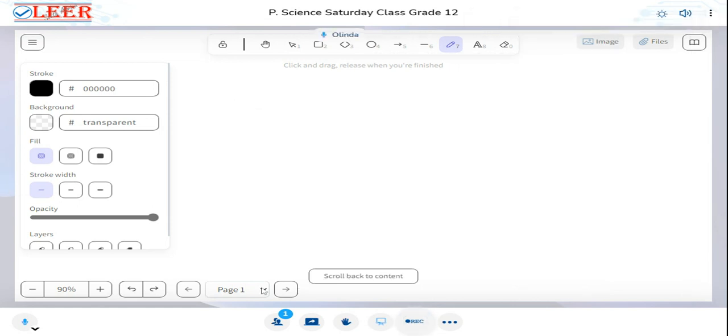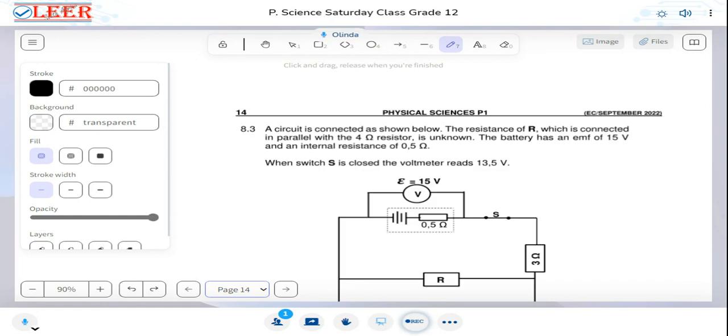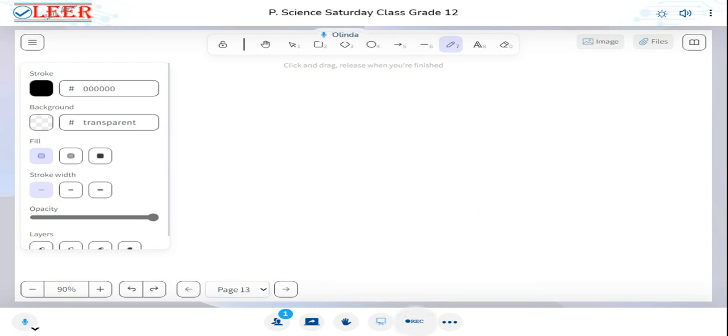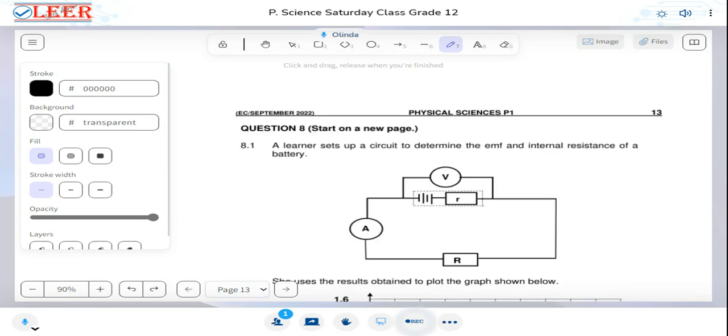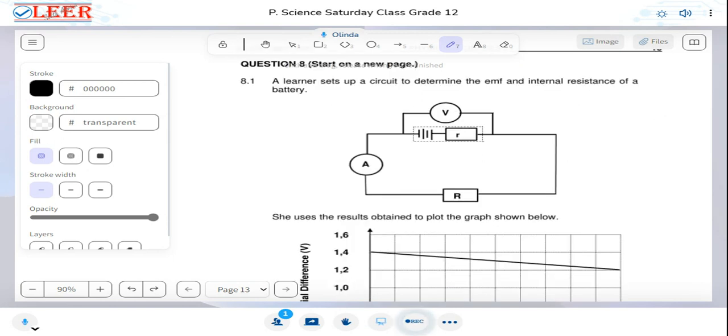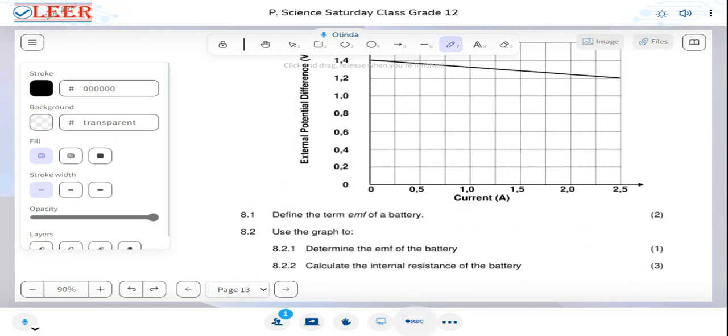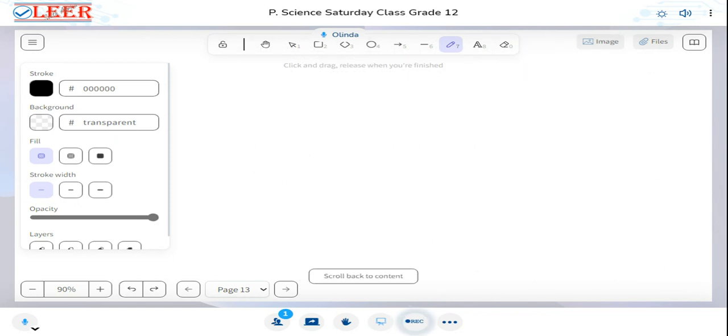Okay, cool. I think it's also gonna be around question 14. Yep, just the question. Okay, cool. So, question 8.1. Elena sets up a circuit to determine the emf and internal resistance of a battery. So, this is the objective. They're trying to calculate those two, and she has set up this circuit. She uses the results obtained to plot the graph shown below. So there's usually a graph. First question is kind of like a graph, and then we move on to other things.